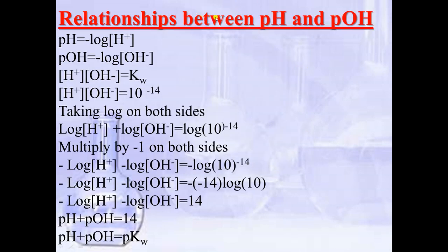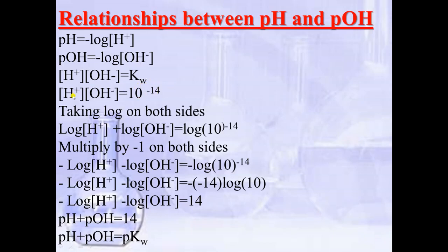Now, the relationship between pH and pOH. Now we will find the relation between pH and pOH. Here the formula of pH is equal to minus log of H positive concentration and the formula of pOH is equal to minus log of OH negative concentration. And we know that according to the ionic product of water, the product of the concentrations of hydronium ion and OH negative ion is equal to Kw at 25 degrees Celsius. The value of Kw is equal to 10 to the power minus 14.